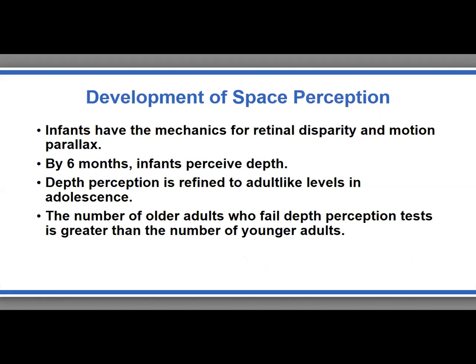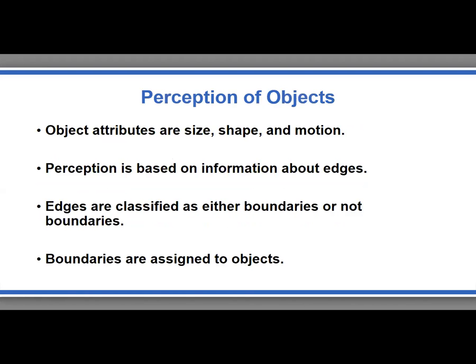Infants have mechanics for retinal disparities and motion parallax. By 6 months, infants can perceive depth. Depth perception is refined to adult-like levels in adolescence, and the number of older adults who fail depth perception tests is greater than the number of young adults. And again, this depth perception can be a risk factor for things such as falls and catching your foot on a step and so on and so forth.